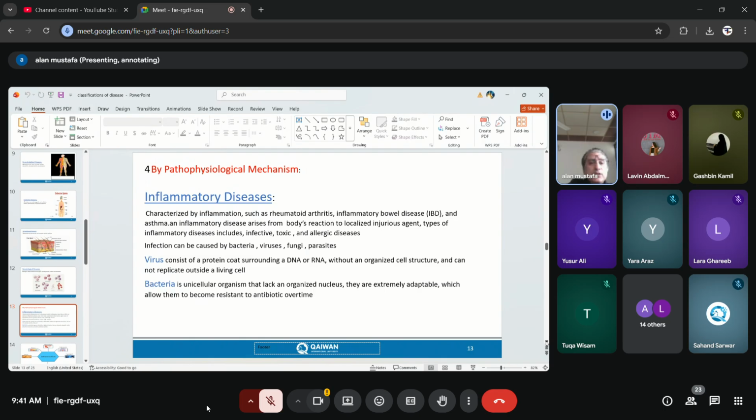The bacteria adapt themselves, so we have to change the antibiotic over time. That's the reason why we have something called hospital-acquired infection. What do we mean by hospital-acquired infection?